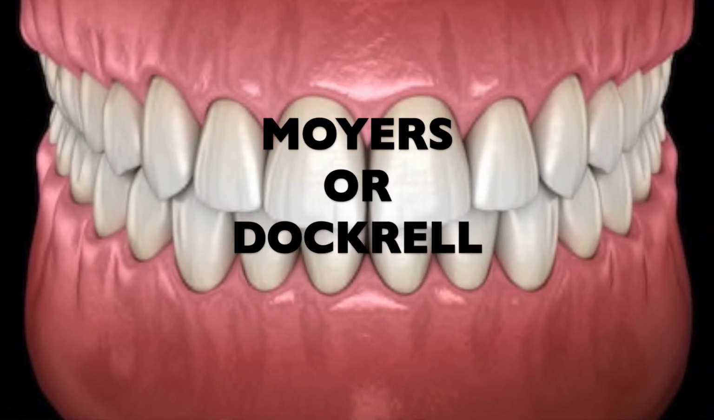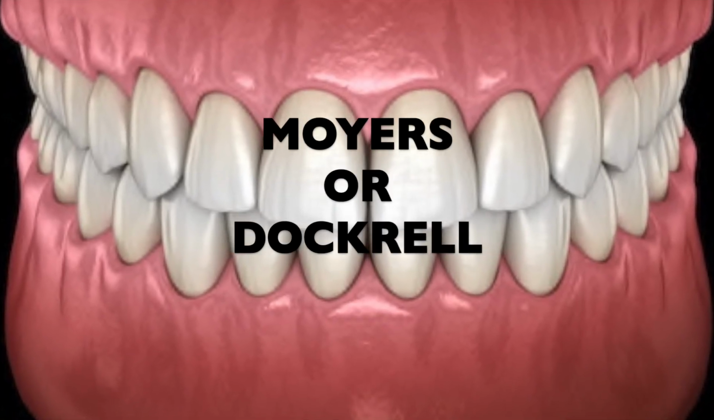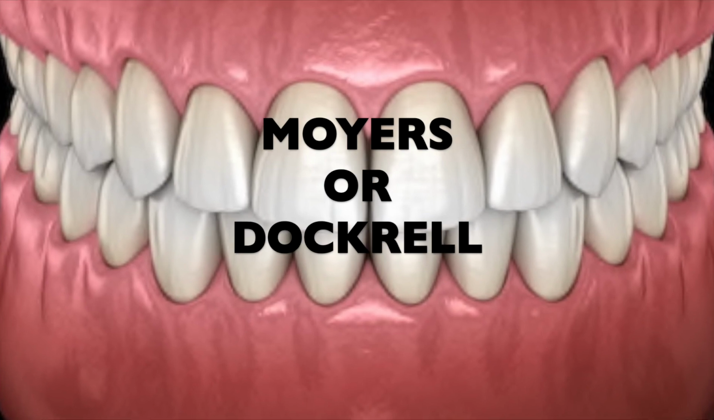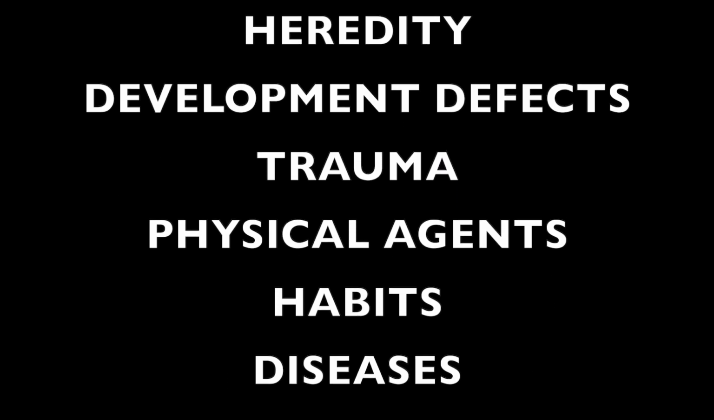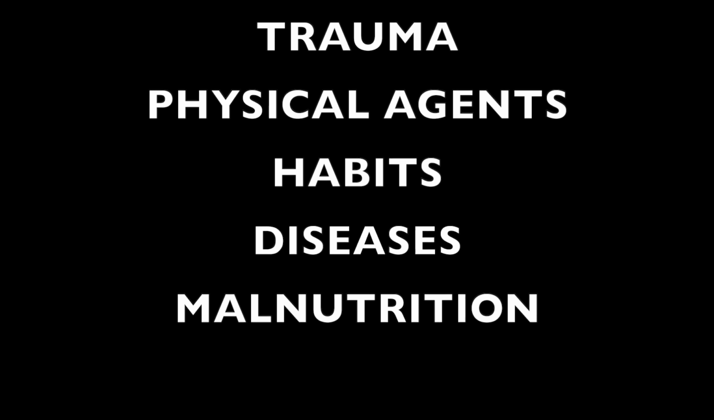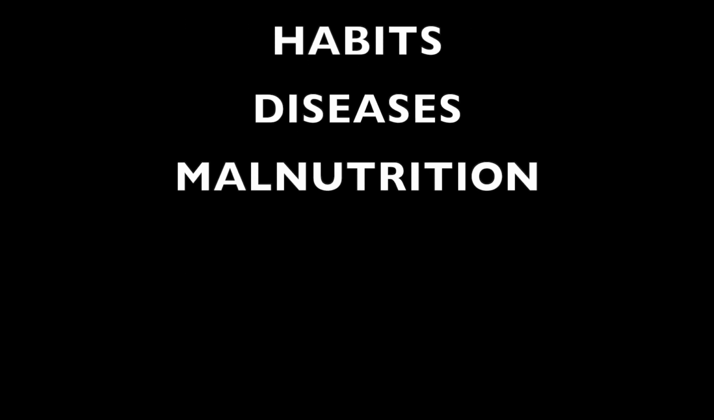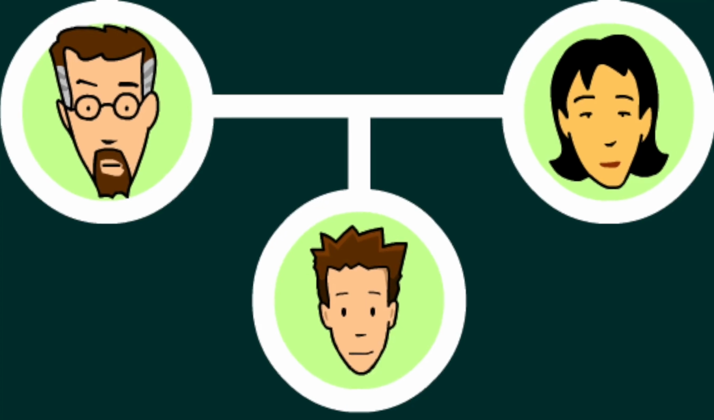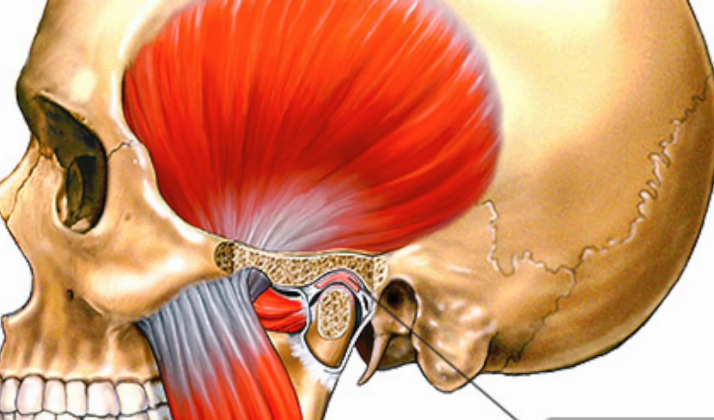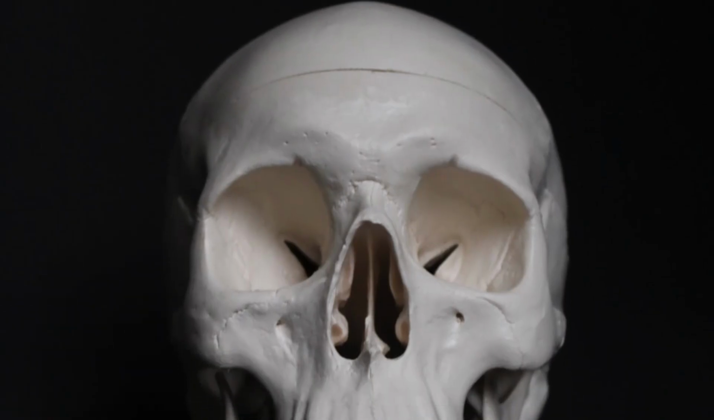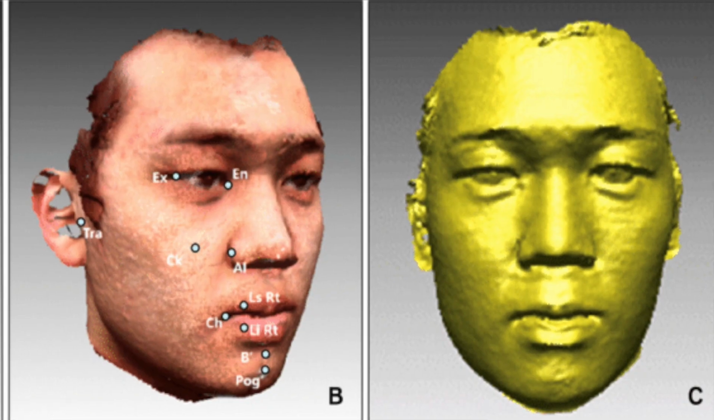Now, coming to the Moyer's classification, it is also known as Dockrell classification. It includes categories such as heredity, developmental defects of unknown origin, trauma, physical agents, habits, diseases, and malnutrition. In heredity, we have neuromuscular system, bone, teeth, and soft parts.